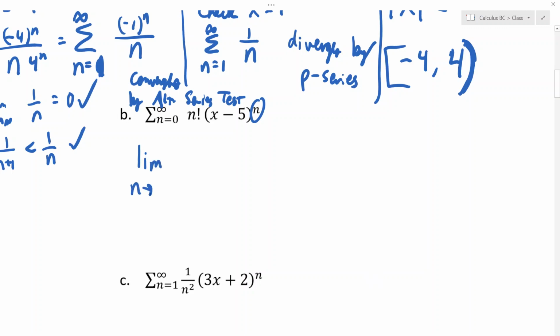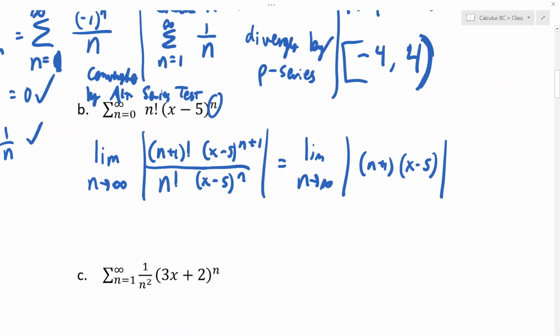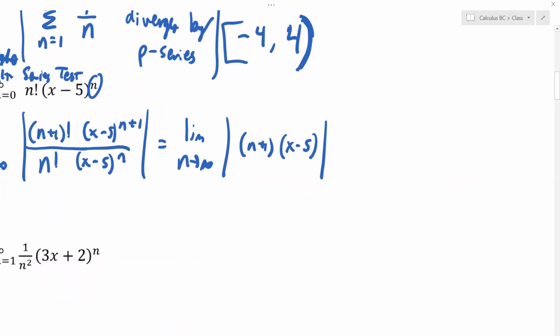The limit as n goes to infinity of n plus 1 factorial times x minus 5 to the n. And now instead of multiplying by the reciprocal, since this isn't a fraction, I'm just going to divide by the nth term. Absolute value. Hopefully everybody knows this.